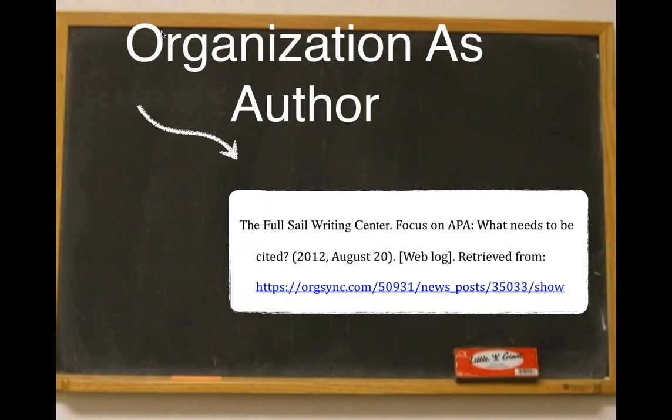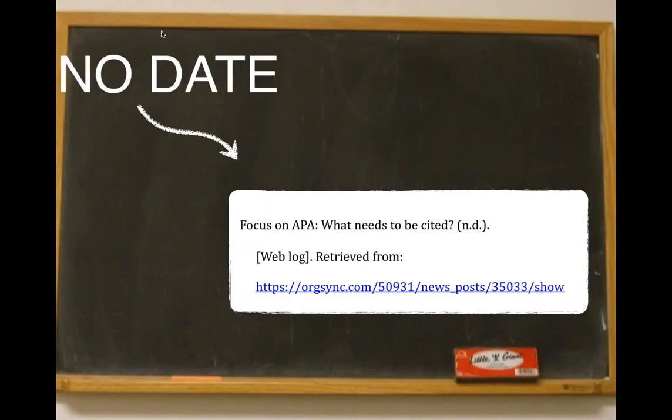The name of the organization goes in place of the author's last name. All right. And then in our next one, we're going to look at when there's no date listed. So just like with the in-text citation, we use the abbreviation ND for no date. This one actually is no author and no date.